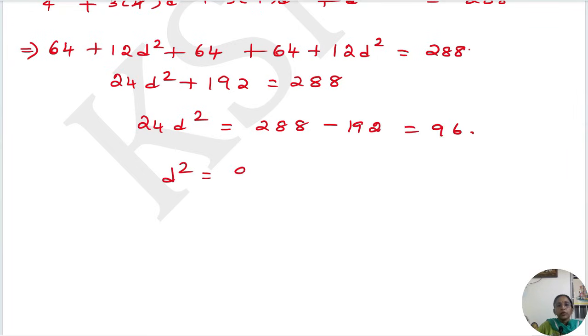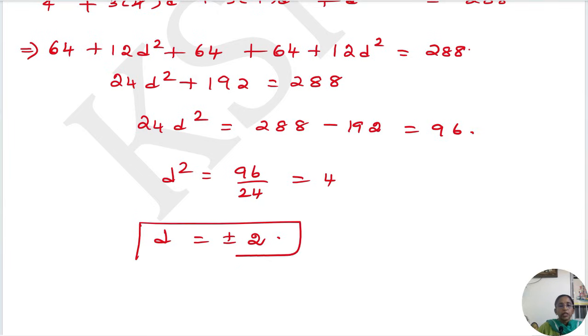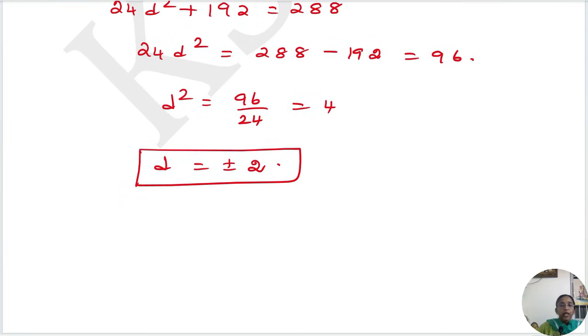So D square is equal to 96 by 24 which is equal to 4. So D is equal to plus or minus 2. So we know our A value is equal to 4 and now our D value is plus or minus 2. So you have to write the possible series with all the options. So if A is equal to 4 and D is equal to positive 2, then A minus D is 2, A is 4, A plus D is 6.